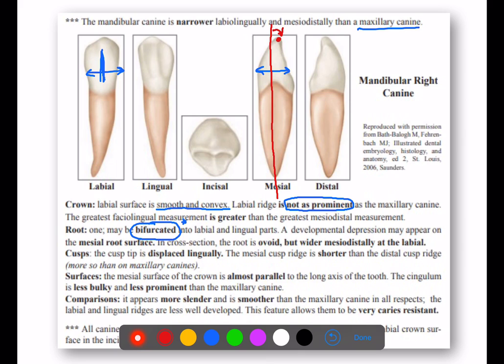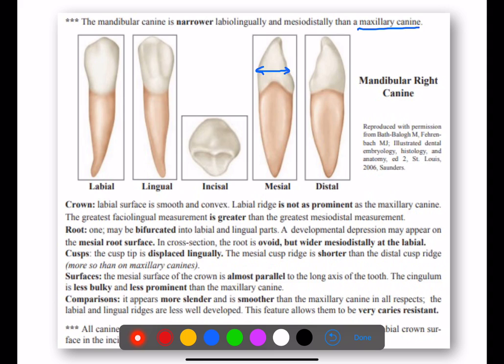When you talk about the surfaces, the mesial surface of the crown is almost parallel. So this is also a main difference between the maxillary canine and the mandibular canine. The mesial surface is almost parallel to the long axis of the tooth. It's not like this in the maxillary canine. So the mesial outline is almost a straight line.